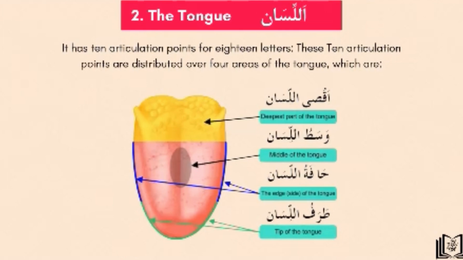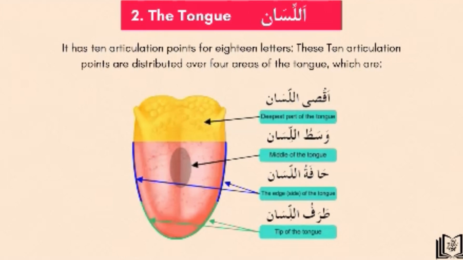Yes, because you also saw wasat and aqsa for halak, wasatul halak and aqsal halak. The same comes here, but that was for the throat. This is for the tongue, so you will use lisan instead of halak. The tongue is divided into 4 areas: taraful lisan, hafatul lisan, wasatul lisan, aqsal lisan. Now, what is all this for? Inshallah, we'll discuss this tomorrow.